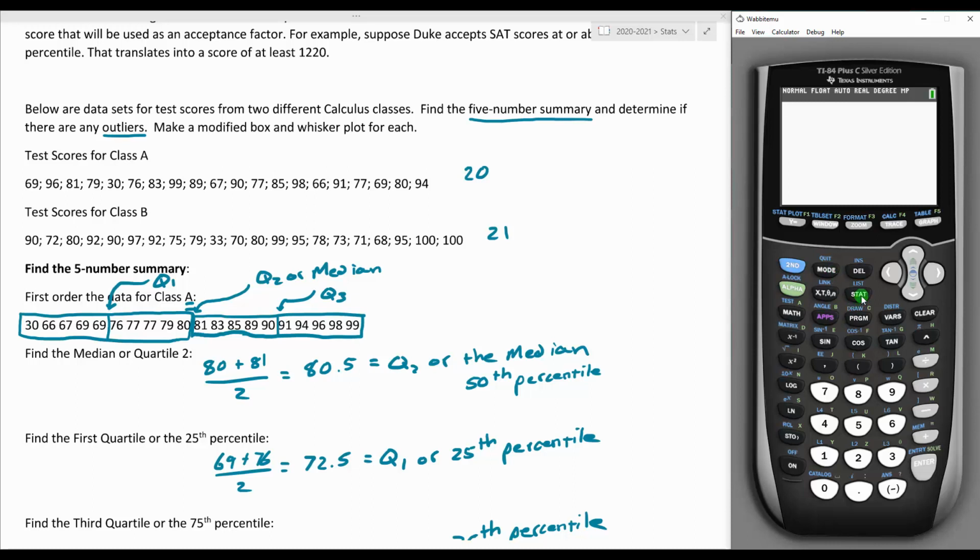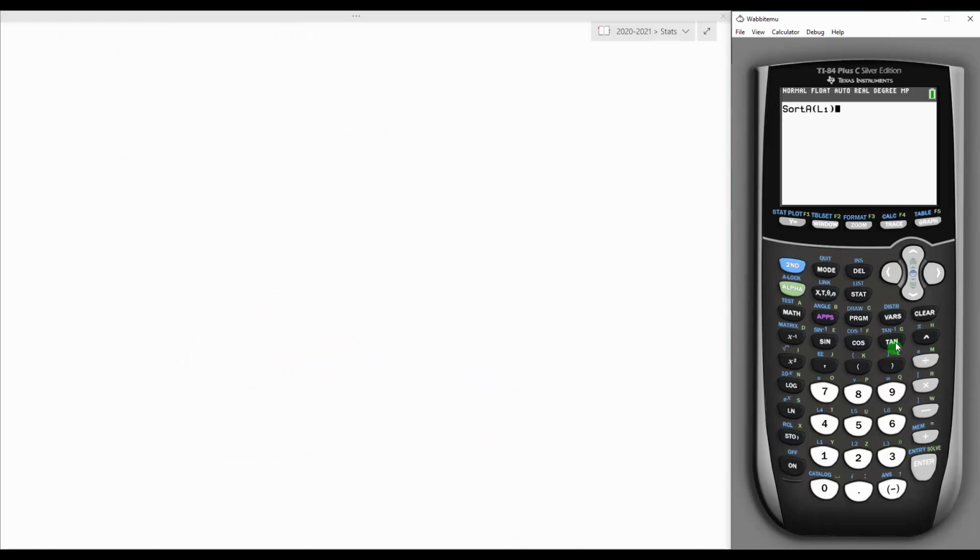So what I want you to do is hit stat, and you see this option here where it says sort A. That stands for sort ascending. So I'm going to click option 2, and there will be a parenthesis there, and you're going to tell it what to sort. You see here in blue where it says list, I'm going to hit second stat, and I'm going to tell it to sort list 1. I'm going to hit enter and close off that parenthesis.